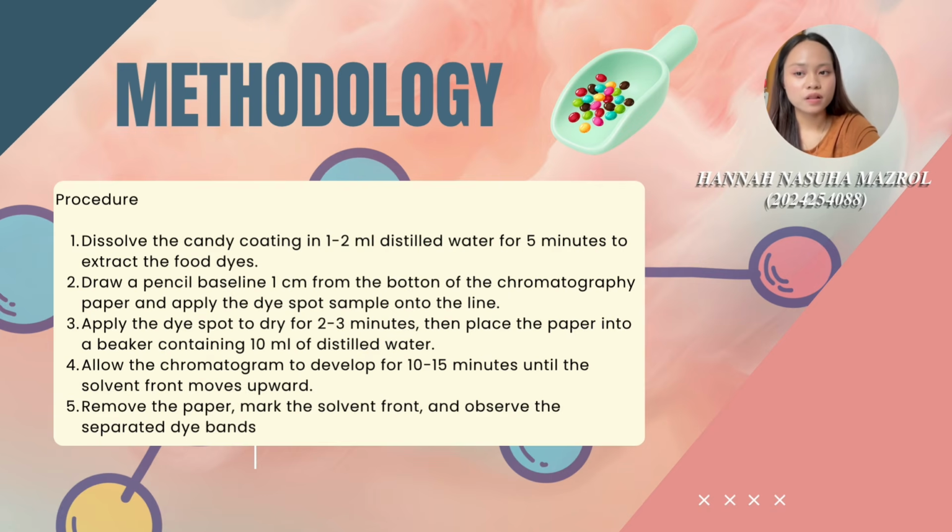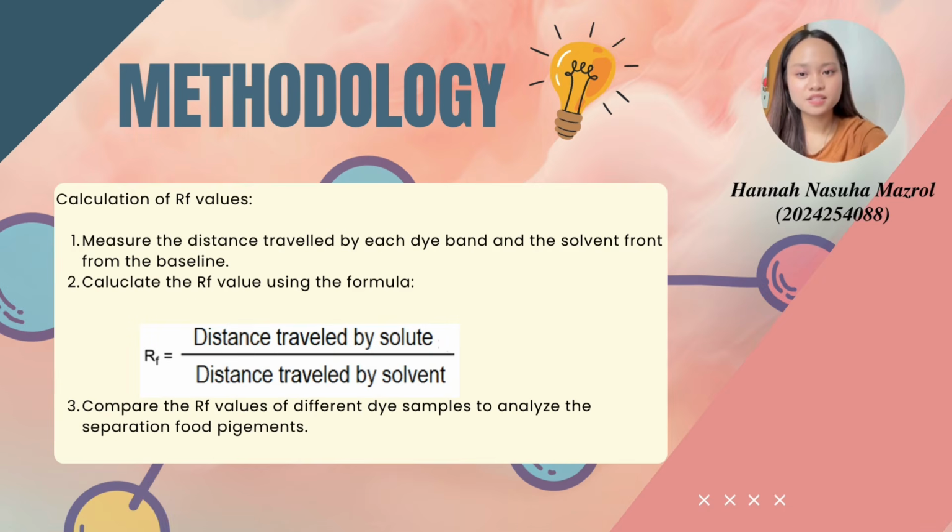The solvent will then travel upwards through the paper by capillary action, showing the separation of different dye pigments. We allow the chromatogram to develop for another 10 to 15 minutes before removing the paper and marking the solvent front. Finally, we measure the distance traveled by each dye band and the solvent front. We then calculate the RF value using the formula shown, which helps us compare and identify the different food dyes present in the candy. As you can see, what looks like a single color on the outside is actually a mixture of different pigments, and paper chromatography allows us to separate and reveal them.